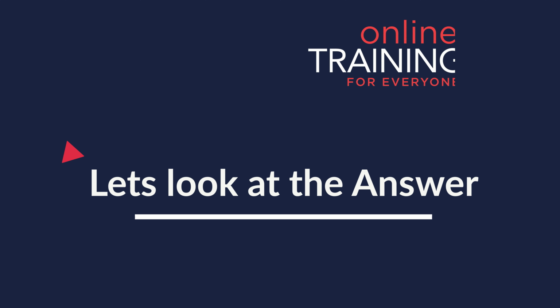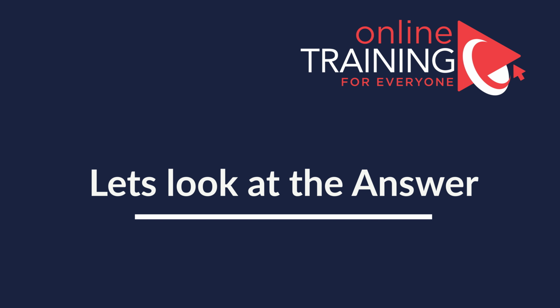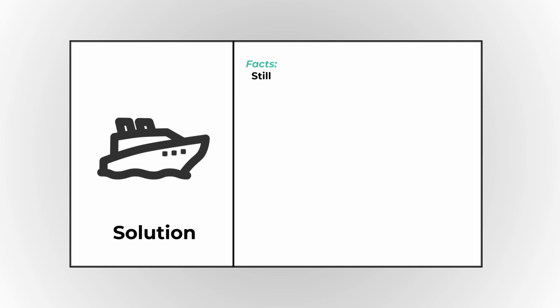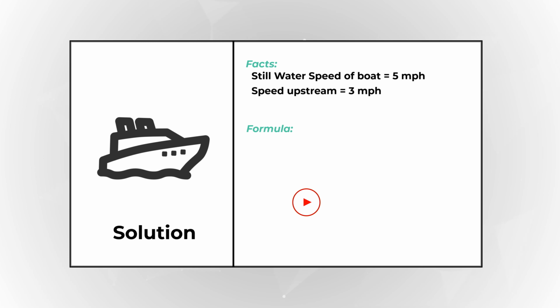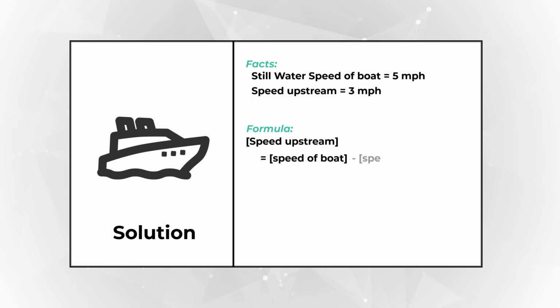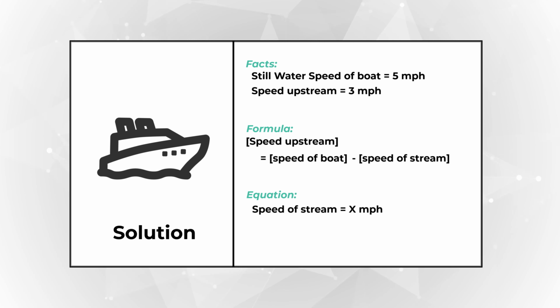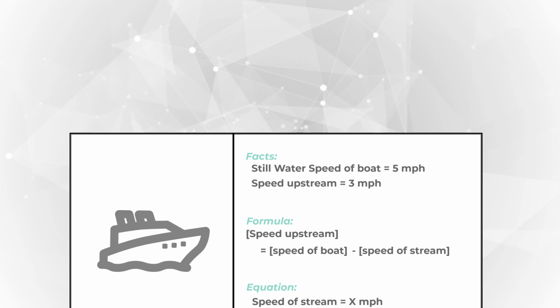To solve these types of challenges, let's first look at the facts. And the main 2 facts is that the still water speed of the boat is 5 miles per hour, and the speed of the upstream is 3 miles per hour. The main formula to do the calculations is that the speed of the upstream equals speed of the boat minus speed of the stream. So we can build the equation. In this equation, x would be speed of the stream, and our equation will be 3 equals 5 minus x. Based on the calculations, x would be equal 5 minus 3, which is 2 miles per hour.